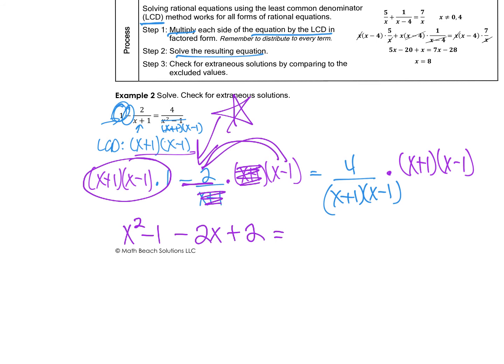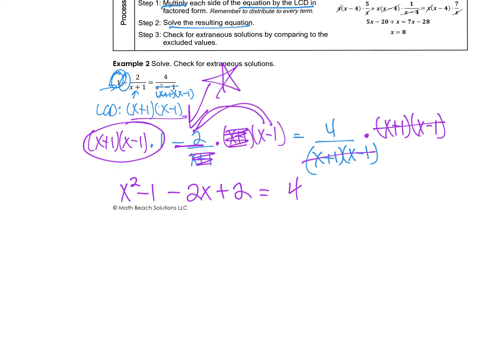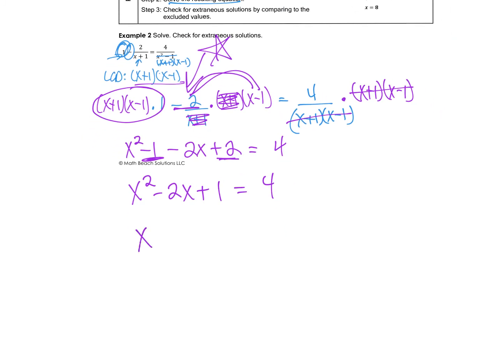And then I bring my equal sign down. Notice everything cancels out completely, so I'm just left with a 4 on the right side. So now I need to start combining my like terms. I have an x squared, I have a minus 2x, and then when I combine the constants on the left side, I get plus 1 equals 4. So notice this one is also a quadratic equation. So I need to set it equal to 0.